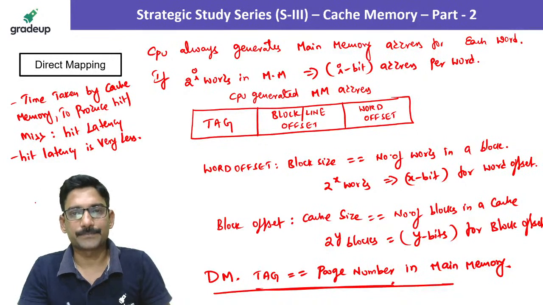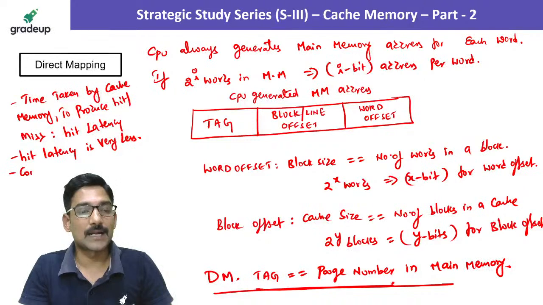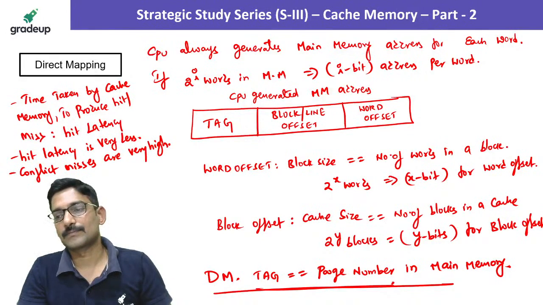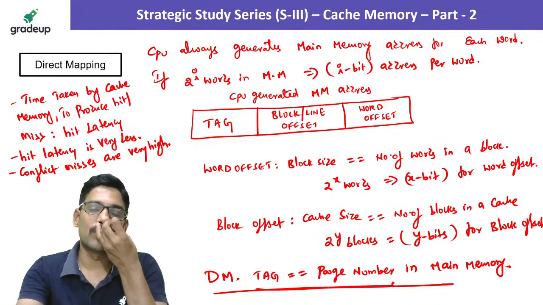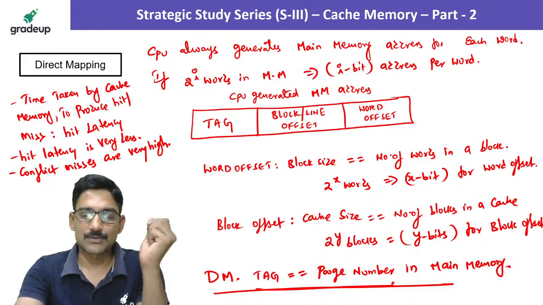But what is the drawback? Conflict misses are high because of the replacements, because of the improper tag maintenance. That's why we move on to associative mapping. Let's see what is associative mapping.